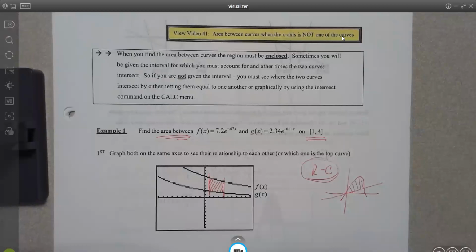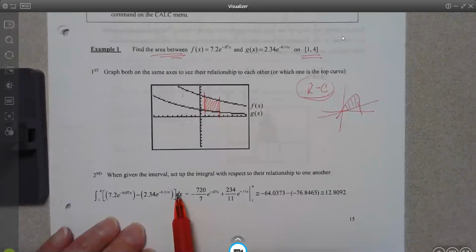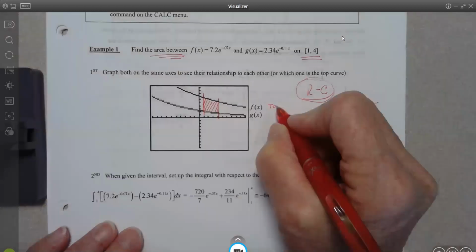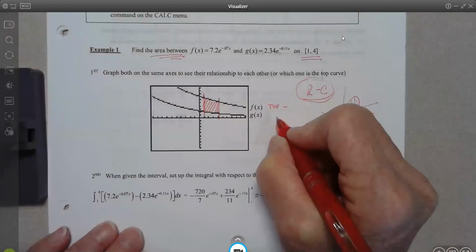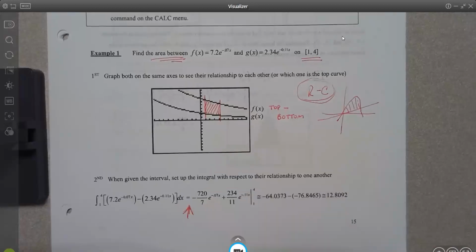And it's fairly simple to do these. You already know your values. But when you set them up with respect to each other, you always do the curve that's on top minus the one that's on the bottom. Always. Because that will put it completely above the x-axis, which is what I want. Now I did leave some steps out in here because I was running out of room, but this is top curve minus bottom curve. So that pretty much is what you need to remember to do.